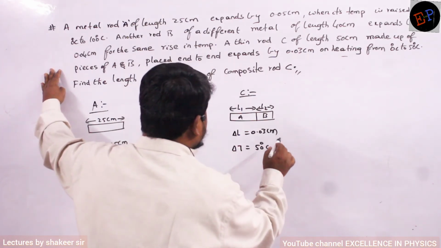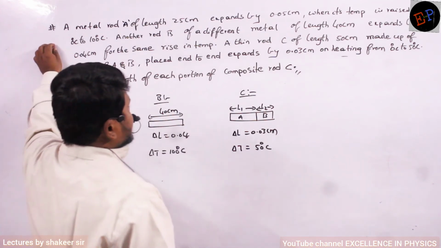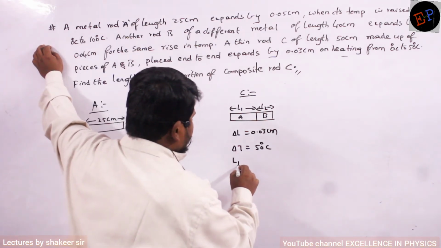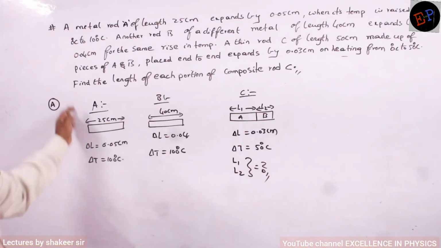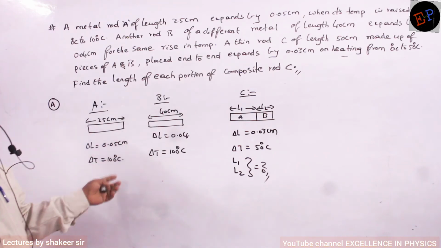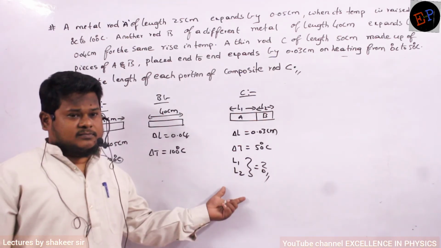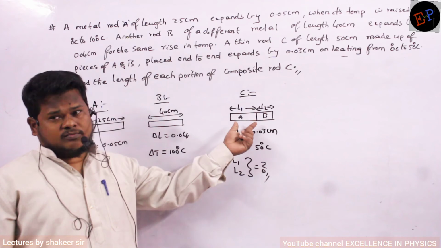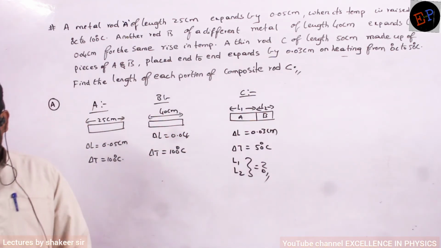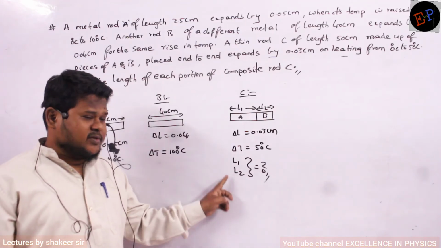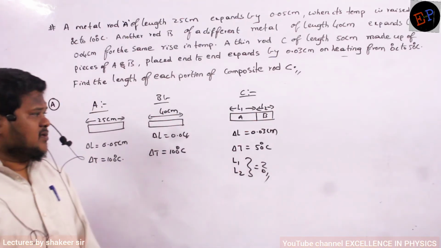So 50 degrees is the rise in temperature. Then find the length of each portion of composite rod C. It means L1 and L2 values we are supposed to calculate. This is the question. Understood? So individually there are 2 rods, and by combining both of them we are making another rod. But their lengths we don't know, which means how much part of A is taken and how much part of B is taken, we don't have any idea. So those lengths only we are supposed to calculate. Understood?